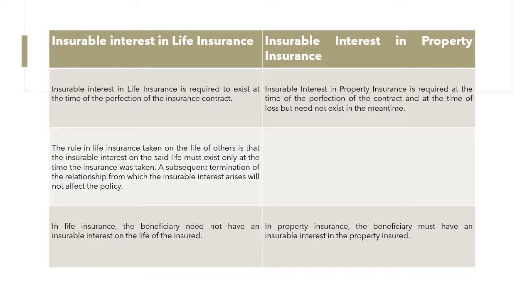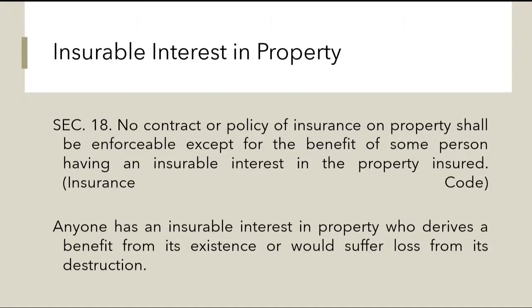In life insurance, the beneficiary need not have an insurable interest on the life of the insured. In property insurance, the beneficiary must have an insurable interest in the property insured. Section 18 of the Insurance Code provides: no contract or policy of insurance on property shall be enforceable except for the benefit of some person having an insurable interest in the property insured.